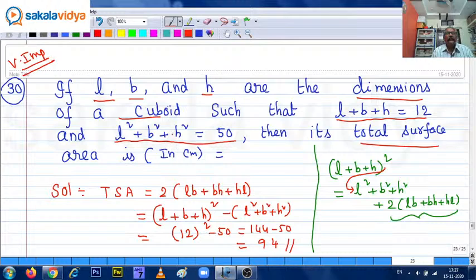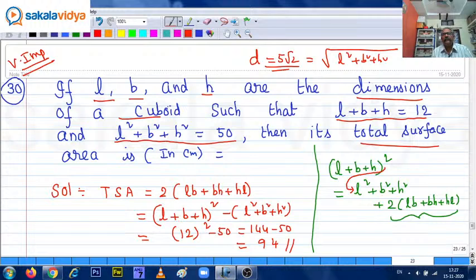See, one more thing. Instead of this value, D may be given. D means length of the diagonal is 5 root 2. Length of the diagonal means root of L square plus B square plus H square. Then squaring on both sides, you get L square plus B square plus H square. Then for the same total surface area, we need to use this algebraic identity formula. Yes, 94 centimeter square is the answer.